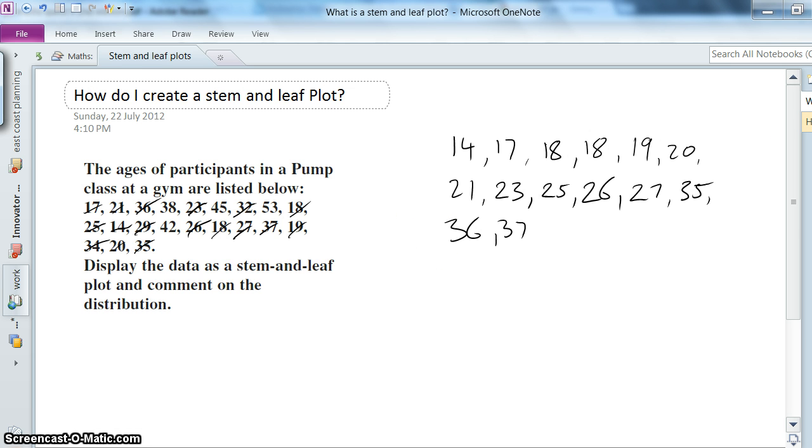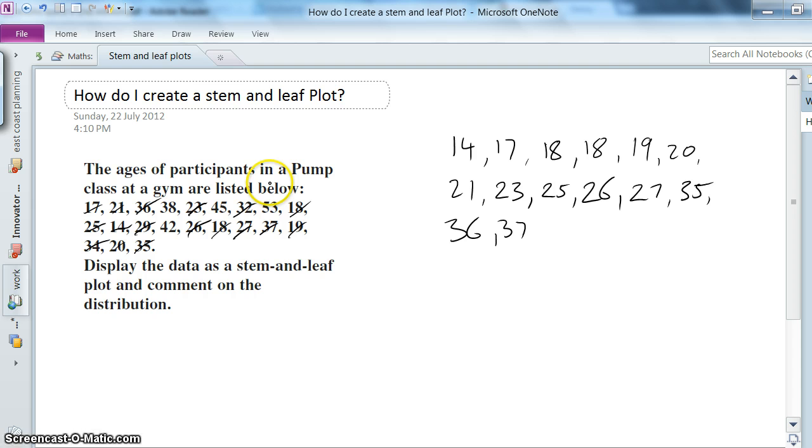Alright, so how do we create a stem and leaf plot? Well, I've got a little bit of an example here. We've got the ages of participants in a pump class at a gym listed below. What I've done already is organise these numbers from lowest to highest. Just like when you're calculating median, it's good to do that for a stem and leaf plot. So I've just got a few more to finish off here.